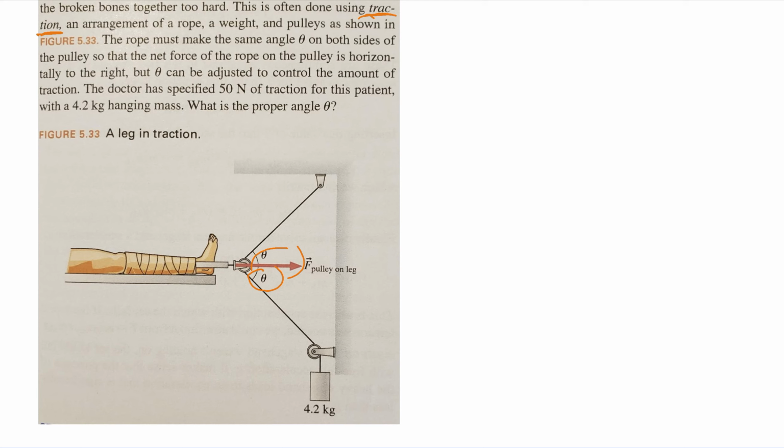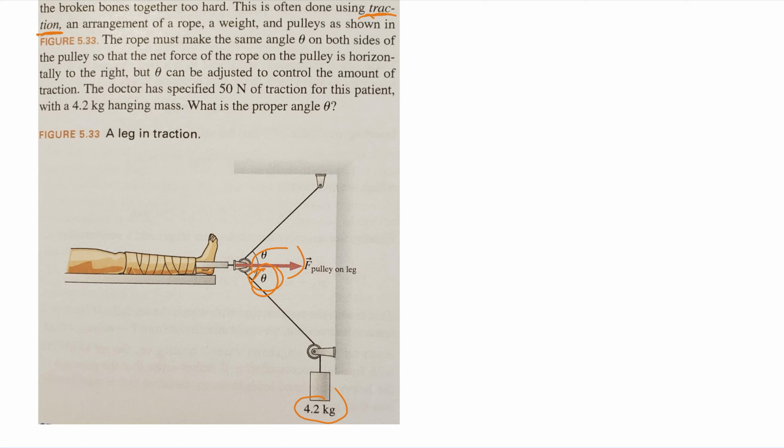The doctor has specified 50 newtons of traction for this patient with a 4.2 kilogram hanging mass. So we have this hanging mass over here, and we know exactly how much that mass is. What is the proper angle theta then? What angle theta do we need here in order to put the correct amount of traction, which was specified 50 newtons, on this patient? That's the problem that we have to solve.